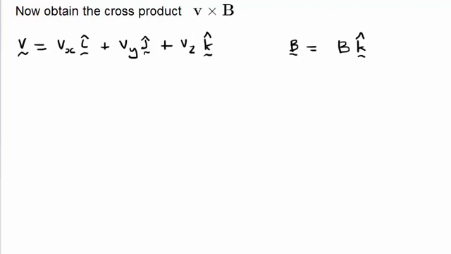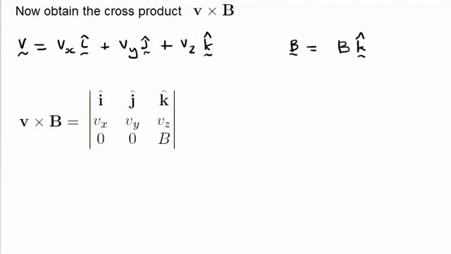Now we need to obtain the cross product V cross B. Now there are a few ways to do this, so feel free to do it any way you like, but here is the way I do it. The cross product can be obtained from a determinant of the two vectors, where the top row is the row of unit vectors i, j, and k. The middle row are the components of the velocity vector, and the last row are the components of the magnetic field vector.